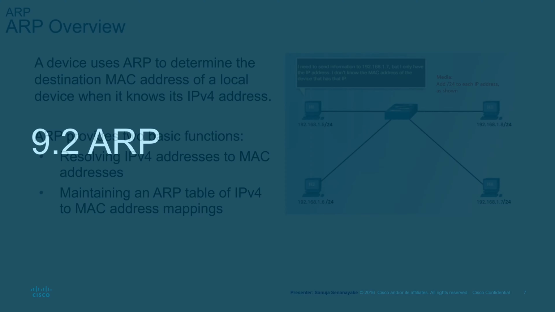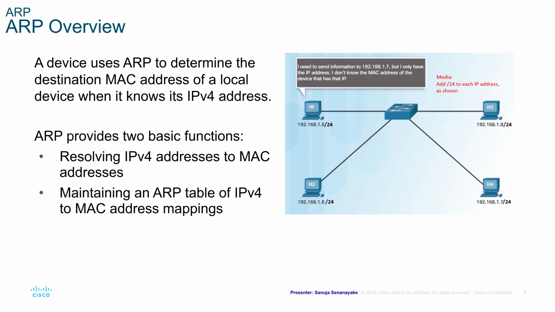ARP. A device uses ARP to determine the destination MAC address of a local device when its IPv4 address is known. ARP provides two basic functions: resolving IPv4 addresses to a MAC address and maintaining an ARP table of IPv4 to MAC address mappings.